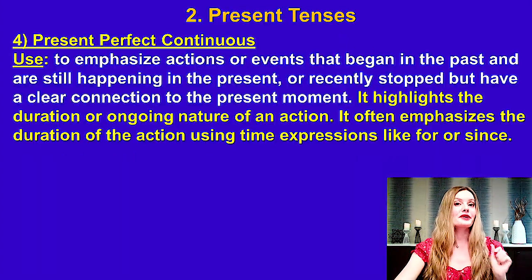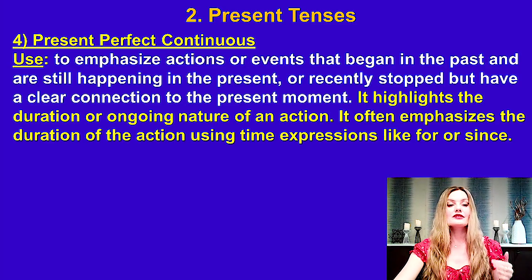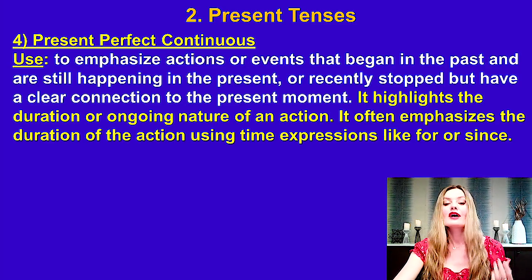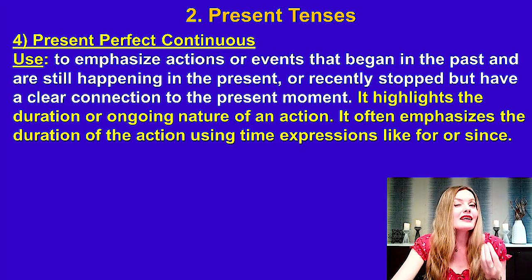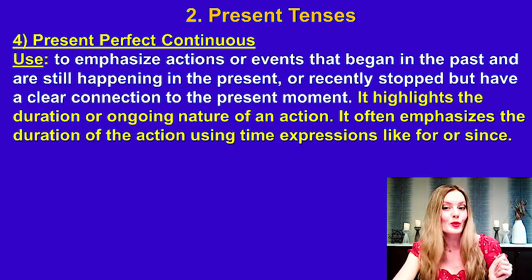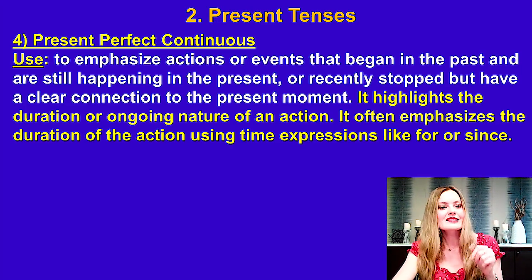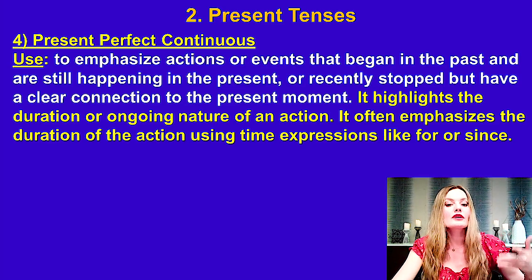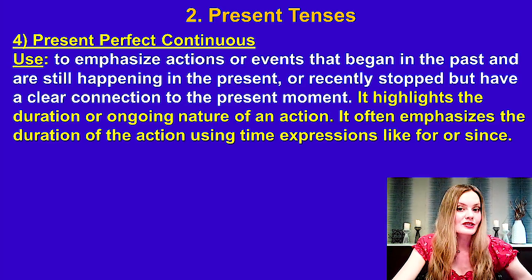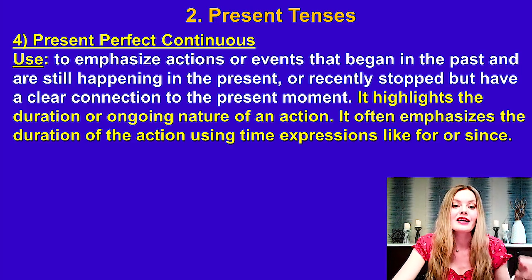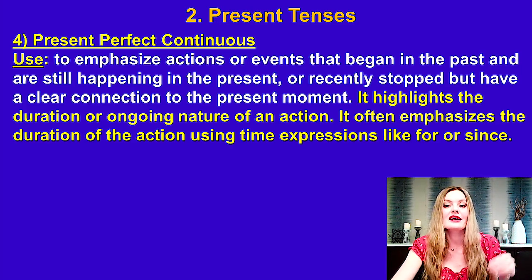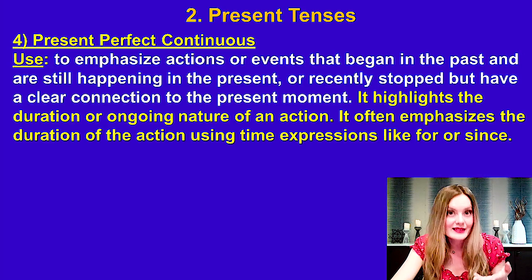Now, present perfect continuous is used to emphasize actions or events that began in the past and are still happening in the present or recently stopped but have a clear connection to the present moment. It highlights the duration or ongoing nature of the action. It often emphasizes the duration of the action using time expressions like for or since.